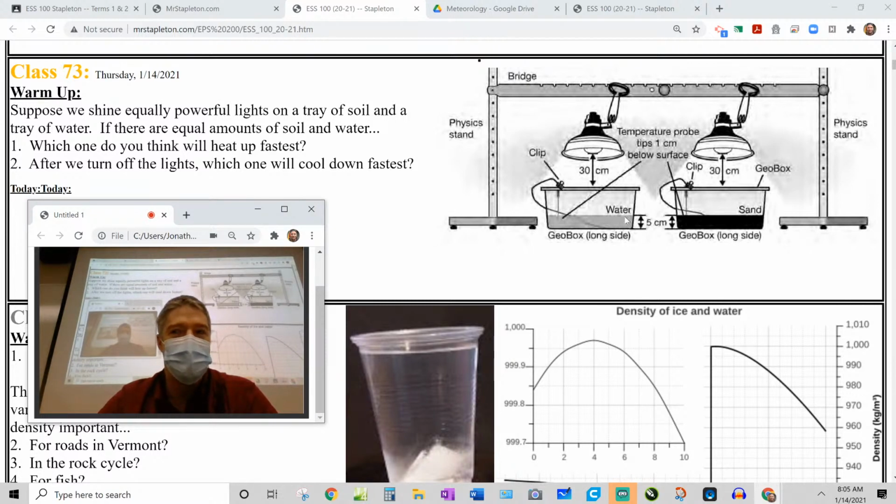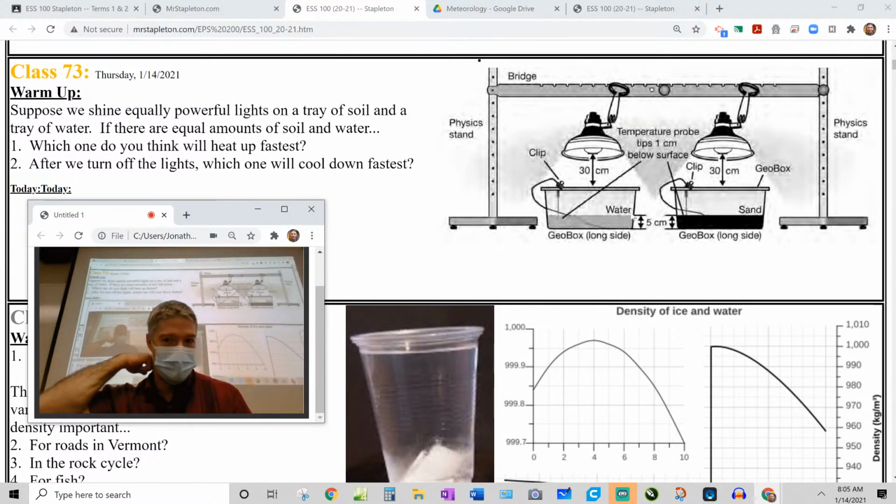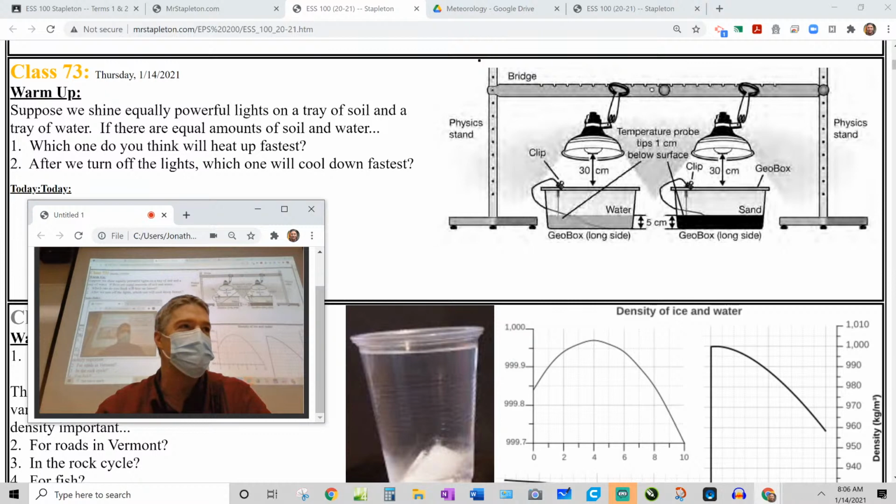So if they're the same temperature to begin with, and then you leave them under these lights for a while and you keep recording the temperature, first question is which one's going to heat up the fastest? And second, when you turn off the lights, if you record the temperatures again, which one's going to cool down the fastest? So, any guesses?